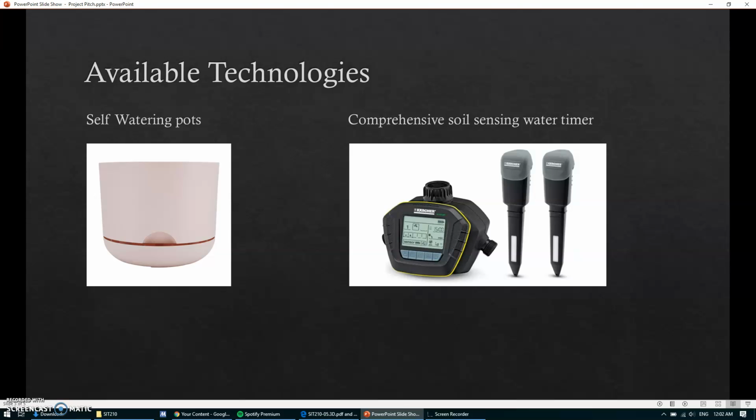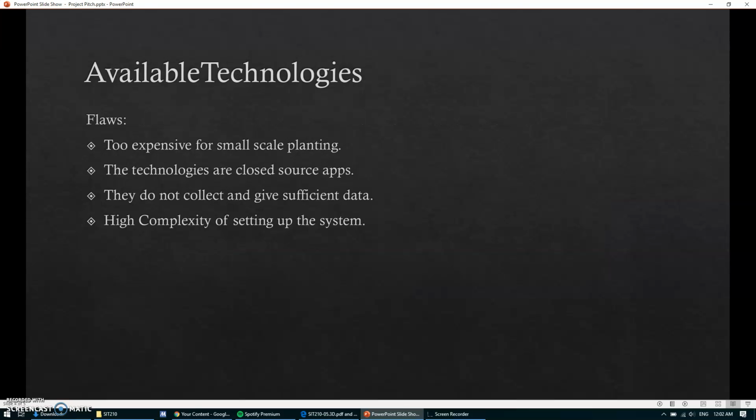But what's wrong with the actual technologies? The systems available on the market are very expensive and not very good for small-scale planting. These technologies are closed source, which means that we cannot get access to any code that is already available in the system. Also, not enough data is collected and given to the user, so he doesn't have a proper idea of how well the plant is doing. The system might also be too complex to implement for some people, so it's not really worth going for those designs.